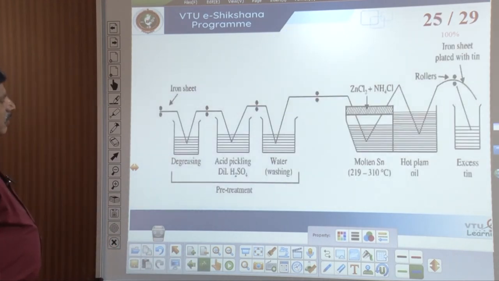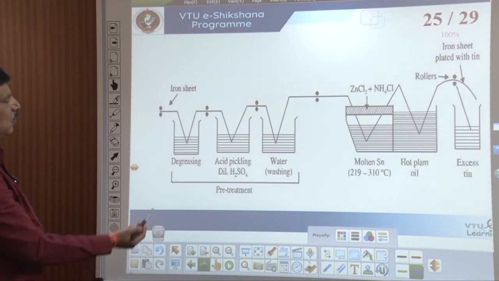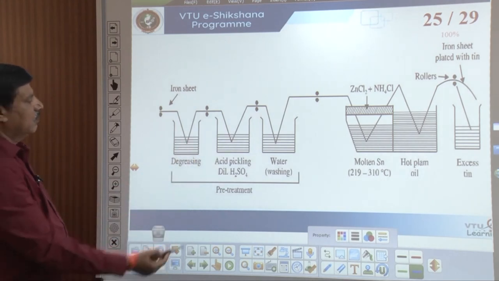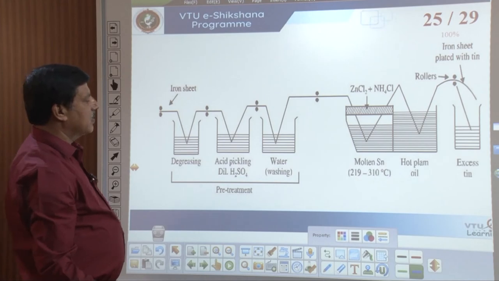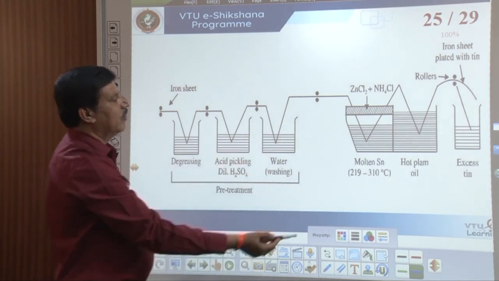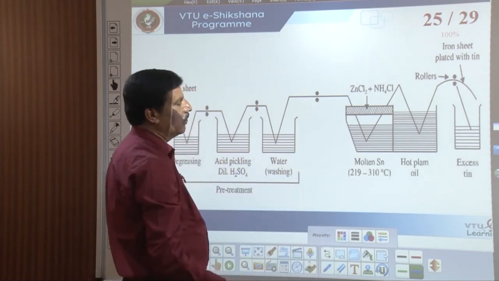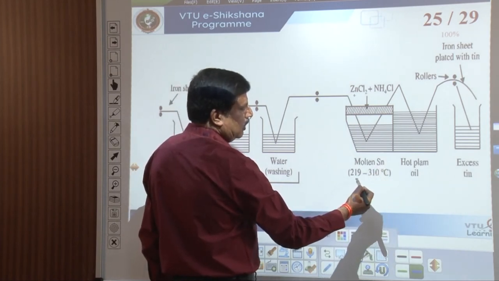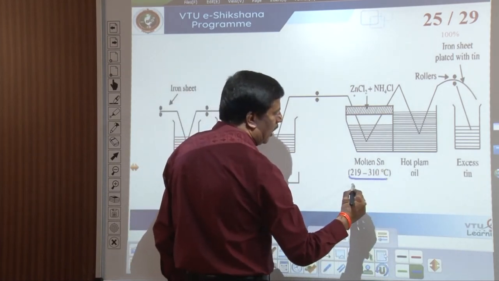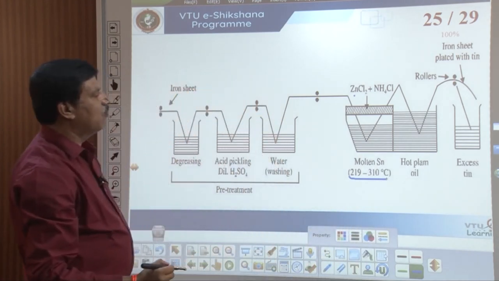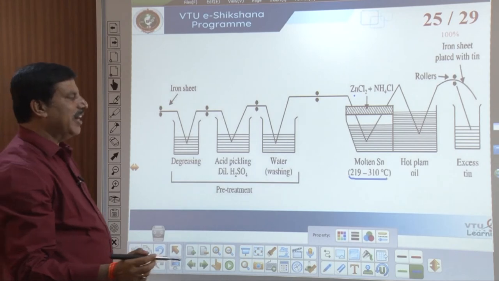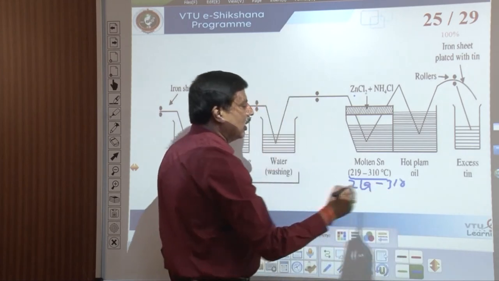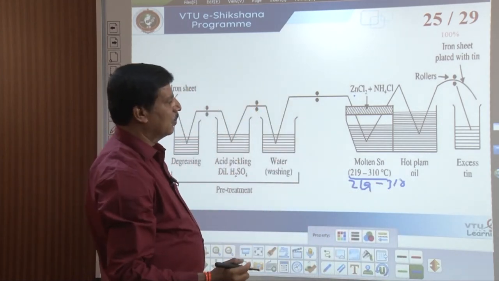So this is the pre-treatment: degreasing, acid pickling. That means you have cleaned the object, the iron sheet, using an organic solvent, then you dip it in sulfuric acid, then wash with water and dry it. Then zinc chloride and ammonium chloride flux, similar to galvanization, and the molten metal. This is a peculiar case: around 219 to 310 degrees Celsius, unlike 450 degrees Celsius. Here you have to maintain only between 219 and 310.